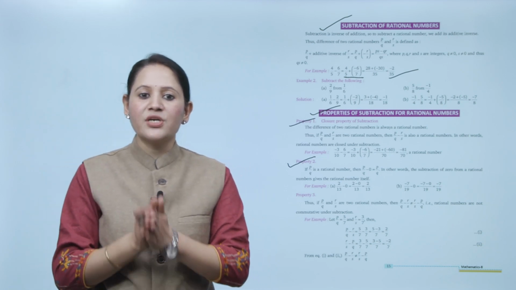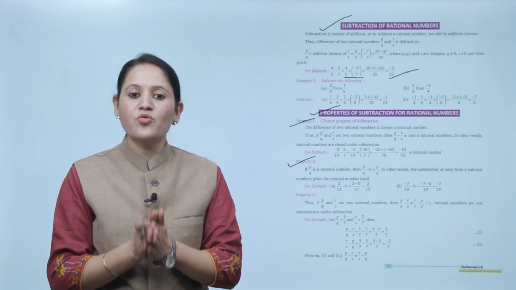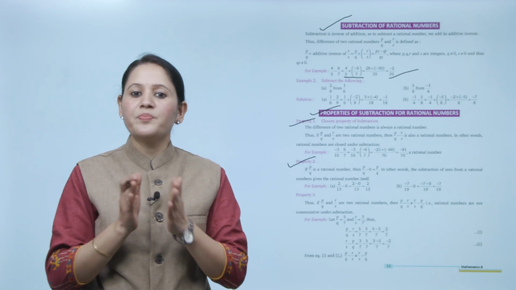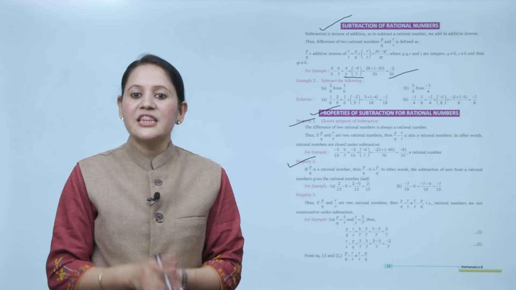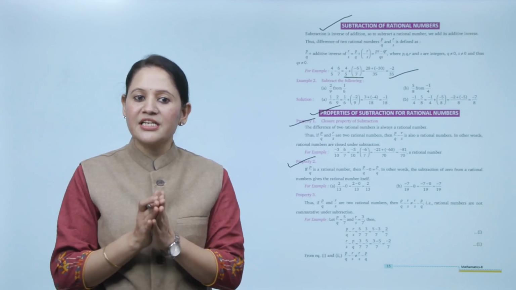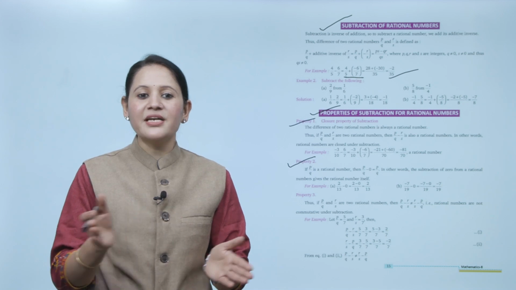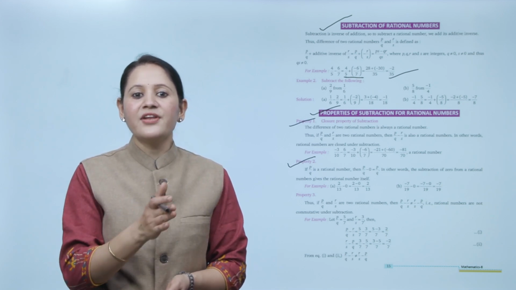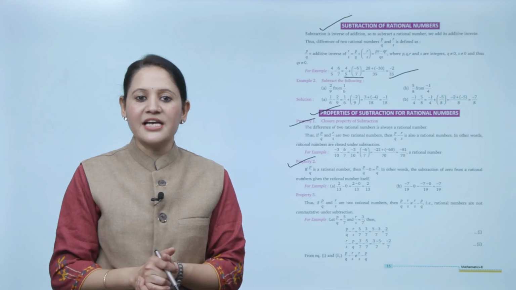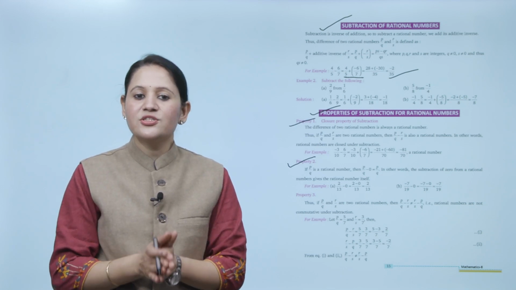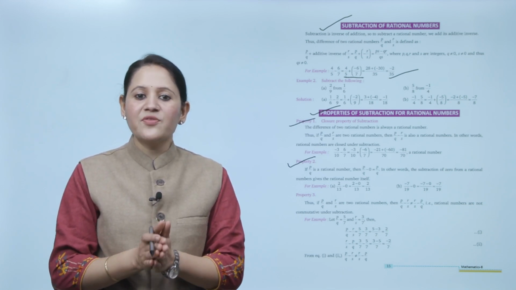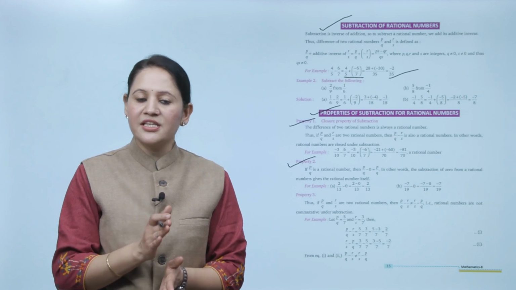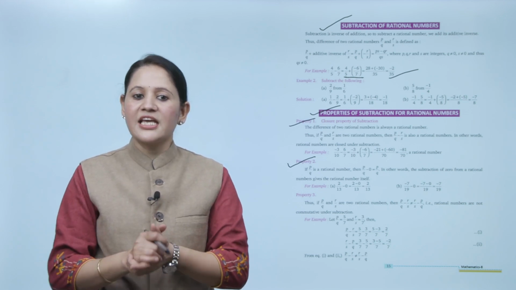Next, property 2. If P upon Q is a rational number, then P upon Q minus 0 equals P upon Q. In other words, the subtraction of 0 from a rational number gives the rational number itself. Means if we subtract 0 from any rational number, we will get the same rational number as the result. For example, 2 upon 13 minus 0 equals (2 minus 0) upon 13, that is 2 upon 13. Next, property 3.